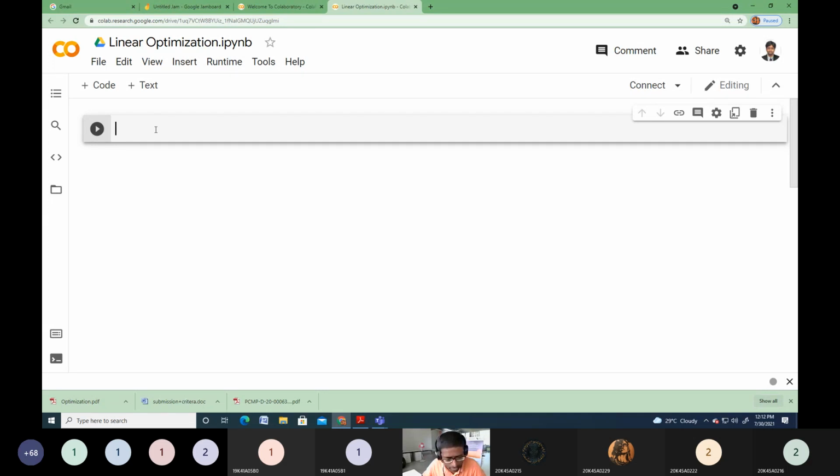First of all, I have to import the linprog function or method from scipy.optimize. What I have to import is the linprog method that is available. So the linprog method you have to import.